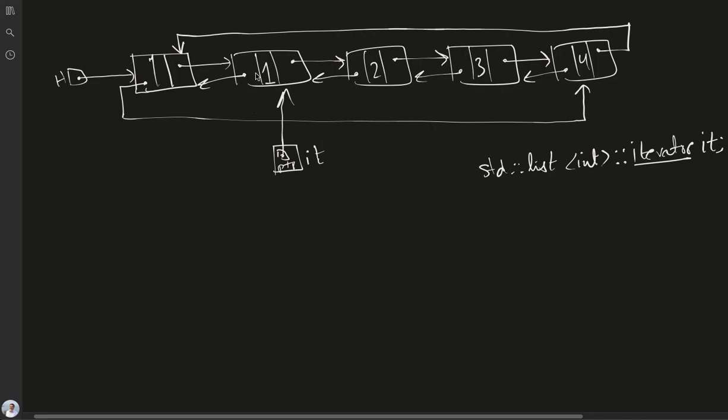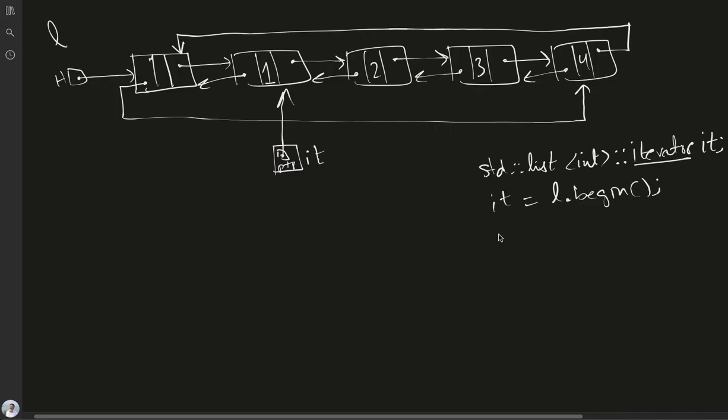To initialize it with the first value in the list, let's say this list is L, we say it is equal to L.begin(), right? So what would this begin function do? It would basically return an iterator to the first node in the list. And we can use this iterator to traverse all the values in the list.